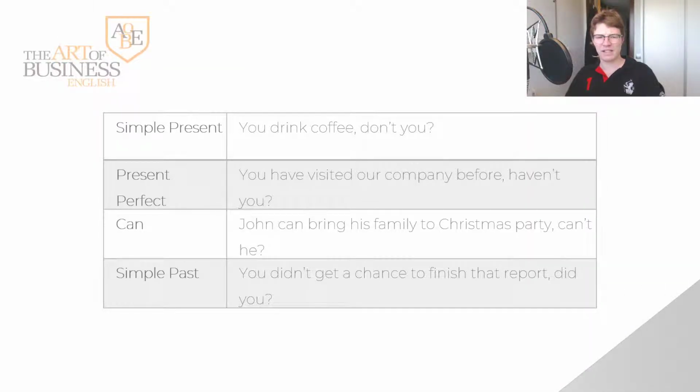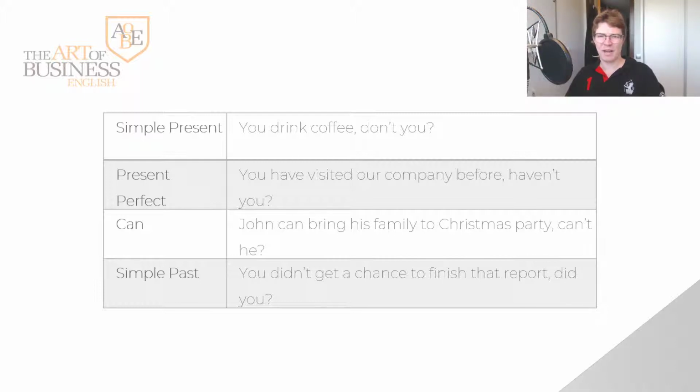So in the simple present, you drink coffee, don't you? So you can see that I've used you drink, the verb drink in affirmative, and the negative tag is don't you. Okay, because we need to negate with the auxiliary do. The present perfect: you have visited our company before, haven't you? So here the auxiliary verb is have.